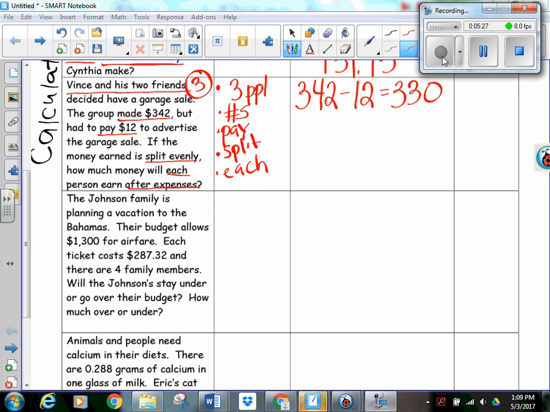Now we need to figure out how much each person is going to get. So if you did a garage sale and you had two friends and you said, hey, let's split this money, what would you do in order to solve? You would take the $330 that you made and divide it between the three of you. So I'm going to do 330 divided by 3. I'm going to give you a moment to put that in the calculator if you need to. You can pause the video. When we do 330 divided by 3, we get 110. So for our answer, each person ends up with $110, and that's after expenses have been taken out.